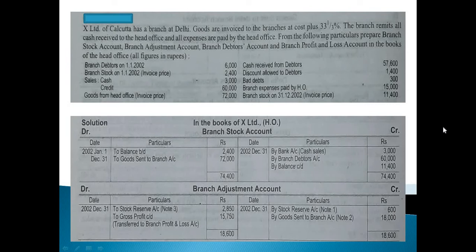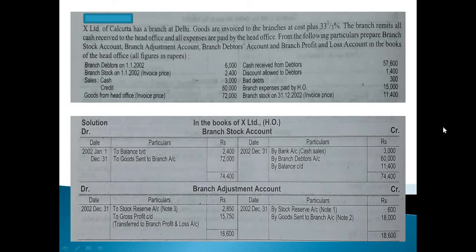So that is why if you look from the credit side of the branch adjustment account, it says by stock reserve, that is the loading on the opening stock for rupees 600, as we have seen from the working notes. Then after that we have to show the loading on goods sent to branch account, that is for rupees 18,000 according to the working note.